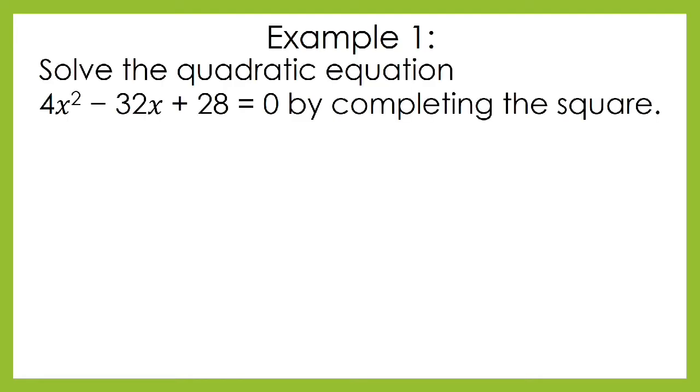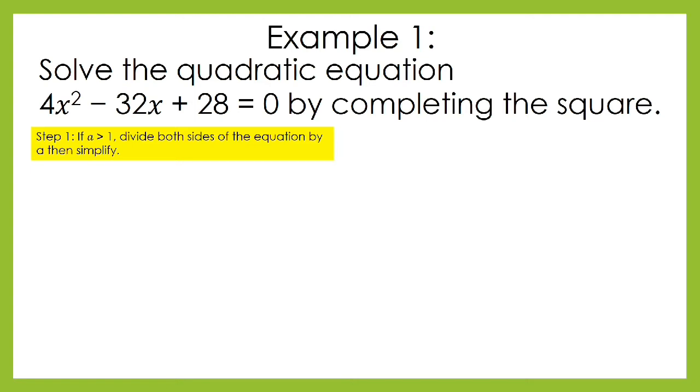Example 1. Solve the quadratic equation 4x squared minus 32x plus 28 equals 0 by completing the square. Step 1. If a is greater than 1, divide both sides of the equation by a, then simplify. Our given quadratic equation is 4x squared minus 32x plus 28 equals 0. Our a is positive 4, so it is greater than 1. We will divide both sides of the equation by 4.